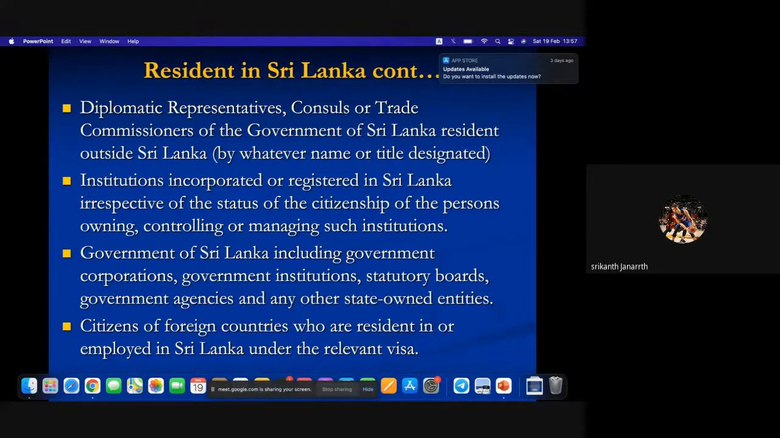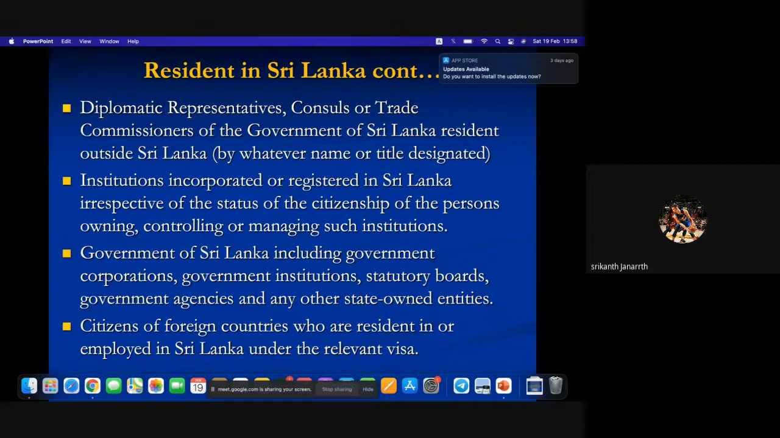So there is another category of resident, the entities, right? The Government of Sri Lanka, including government corporations, government institutes, any government body, whatever ministry, all those that are based here in Sri Lanka, those are resident. So they are defining each and every category that could be treated as a resident, right? Then citizens of foreign countries.